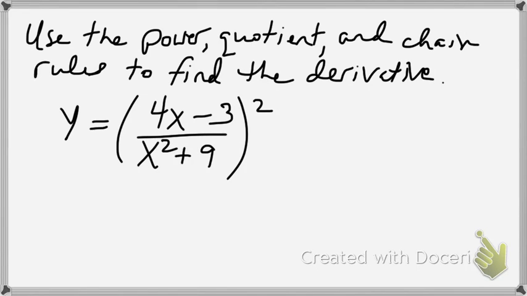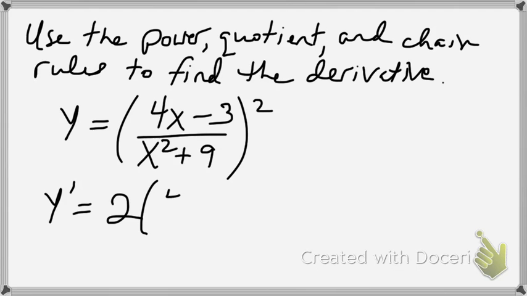Okay, it looks big, but it could be so much worse. We're going to combine the power, quotient, and chain rules. All right, now there is an outside. There is an inside. That's when we use the chain rule. Let's begin with the outside. For the outside, it's the power rule.